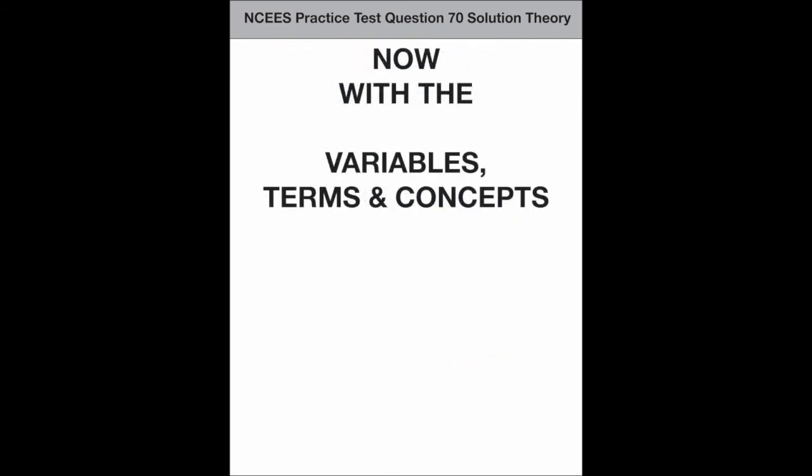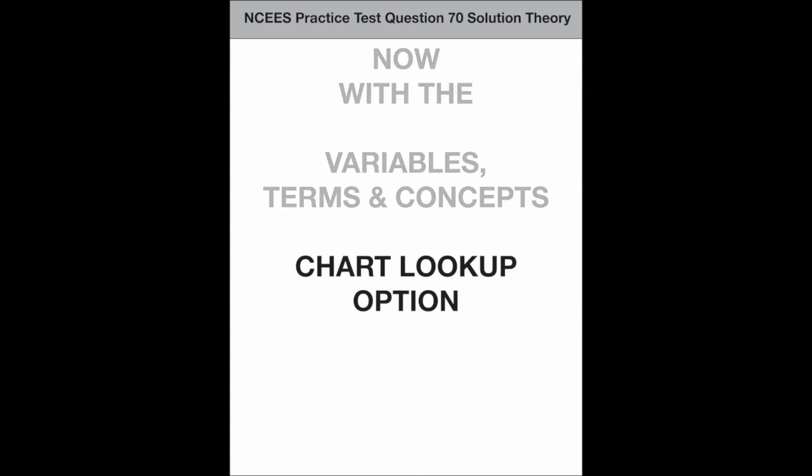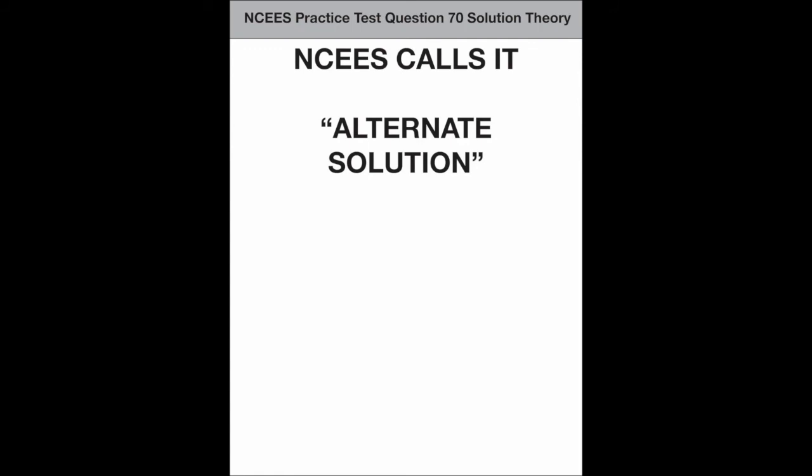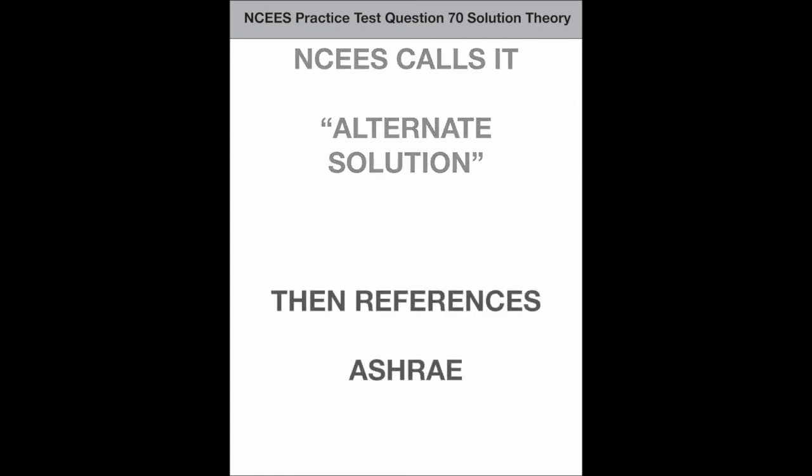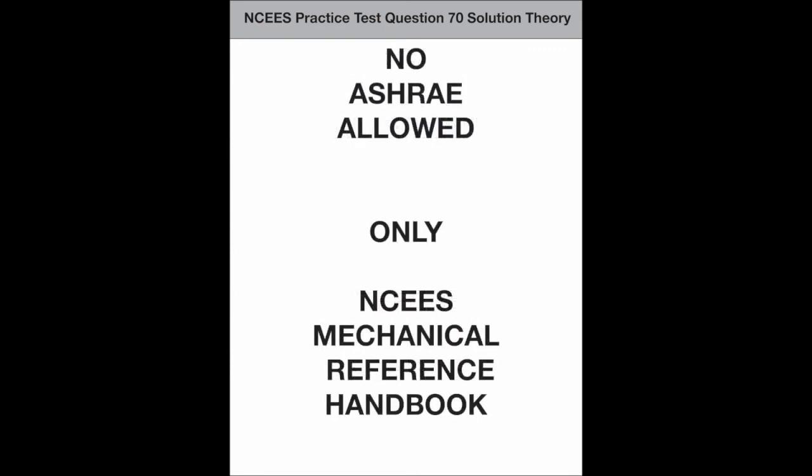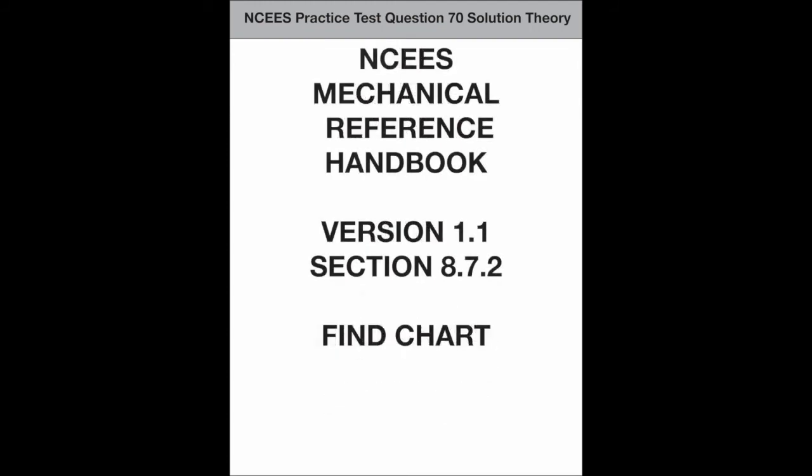Now, with the variables, terms, and refrigeration concepts clearly identified, the 2 solution paths can be given. Beginning with the chart lookup option. Notice in the NCEES practice test, this is called the alternate solution, and it references the ASHRAE. You won't have the ASHRAE in the PE exam. You'll only have the NCEES Mechanical Reference Handbook. In version 1.1, you'll find the appropriate chart in section 8.7.2.